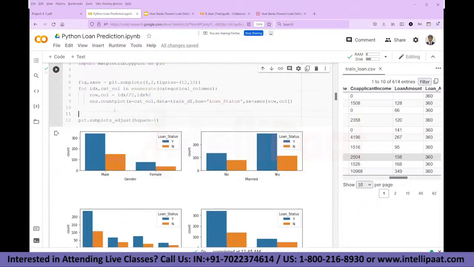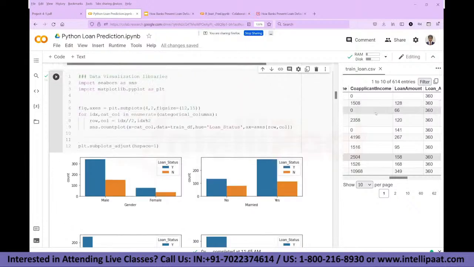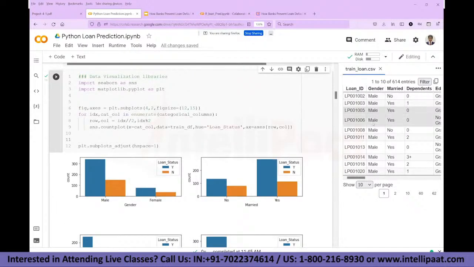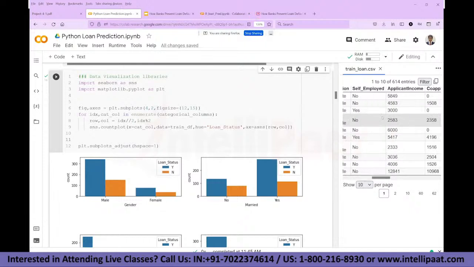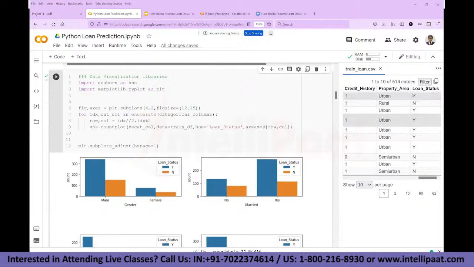So count plot is basically done to count the number of instances within those columns. If I say gender, how many males are there and how many females are there in my data set can be put there. How many males have loan approved status, that is Y, and how many males have loan not approved status, that is N. Similarly, how many females have the loan approved and not approved, that data I can plot here.